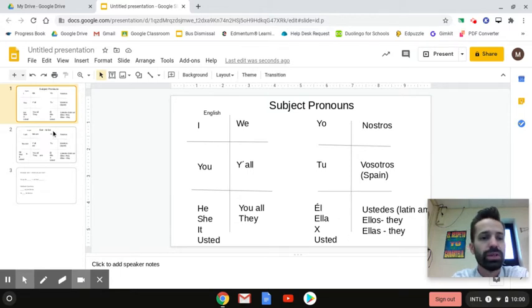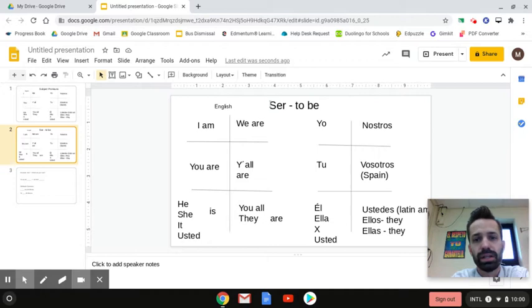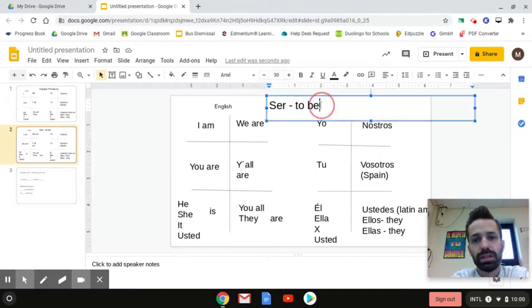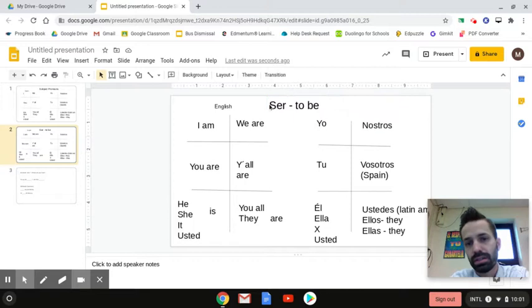Now if we look at the word ser, it means to be in English. This here, to be, is called the infinitive. This is the most basic form of the verb. In English, all infinitives have two words. They all say to and be. Other examples would be like to run, to eat, to sleep. Those are all basic verbs, and they all have to in front of them in English. That's just how English is.